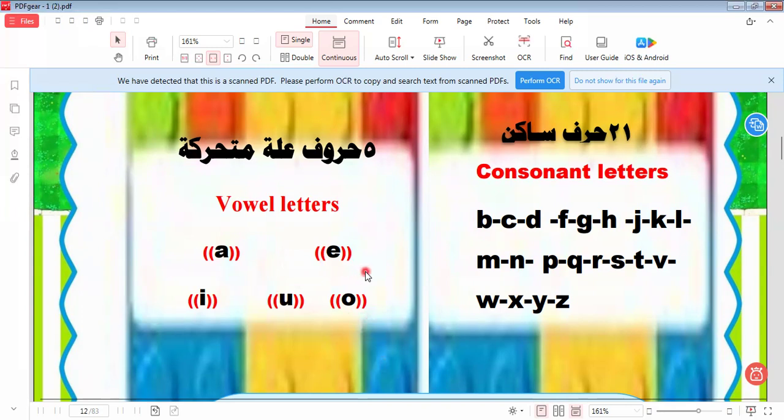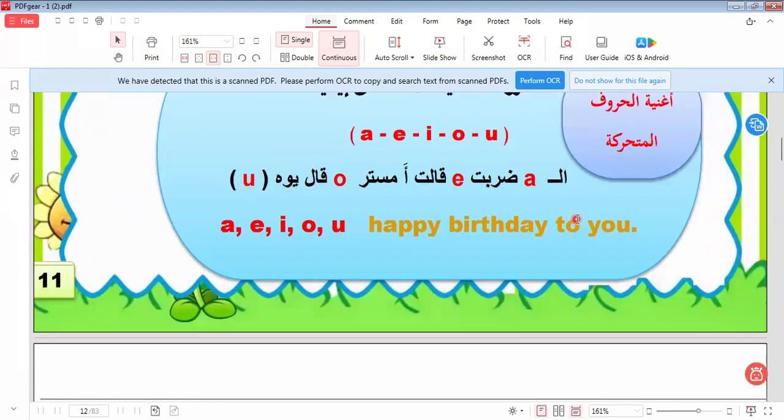What are the vowel sounds? I would like you to repeat with me. A, E, I, O, U. So the rest of the letters will be consonant sounds. Okay?